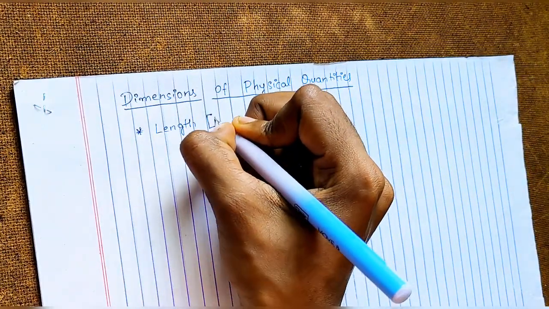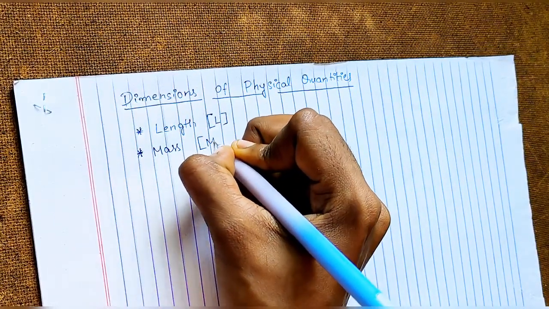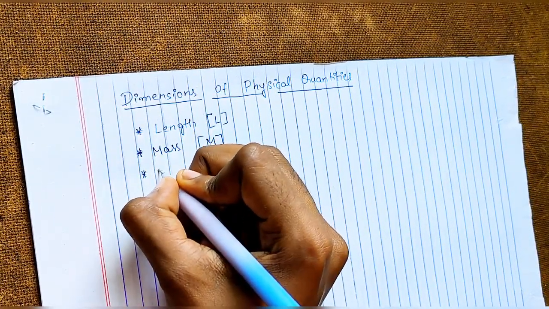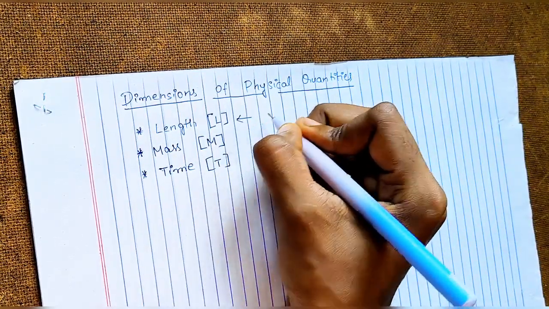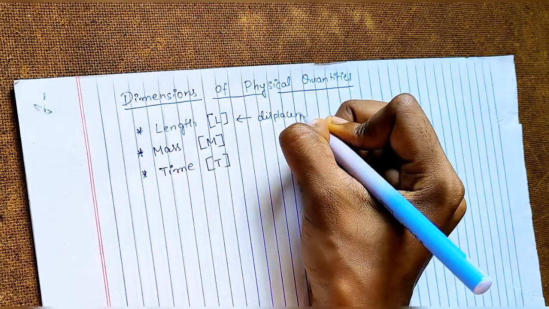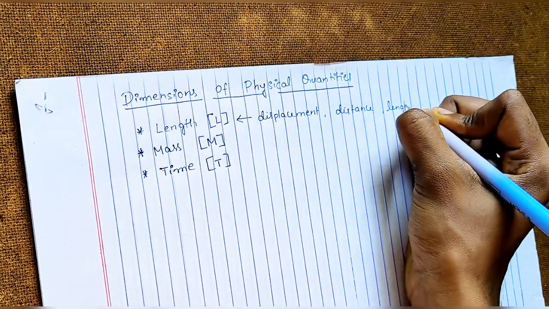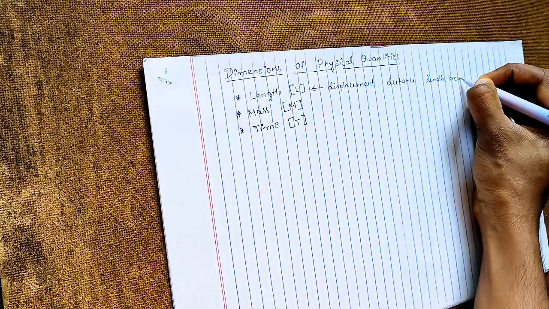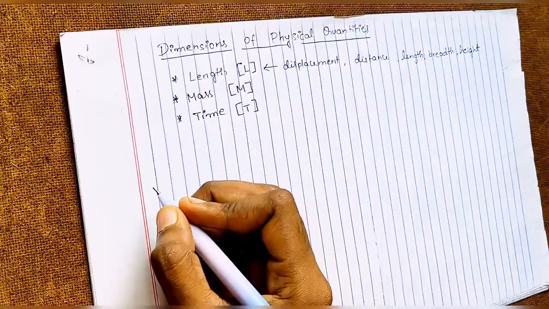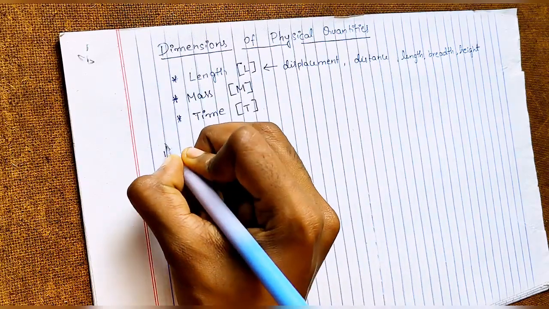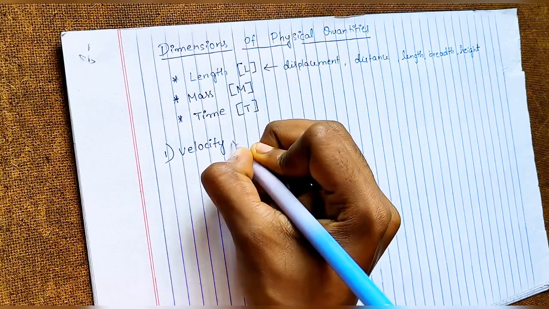First one is length, which is denoted by capital letter L, and second one is mass, which is denoted by capital letter M, and third one is time, which is denoted by capital letter T. Here we can also denote displacement, distance, length, breadth and height by L. Using these parameters, we are going to solve some problems under dimensional analysis.